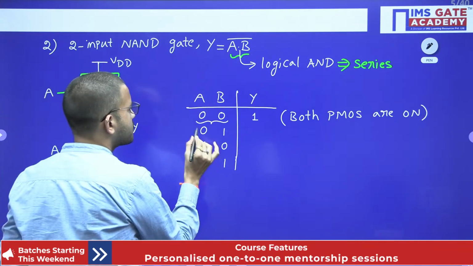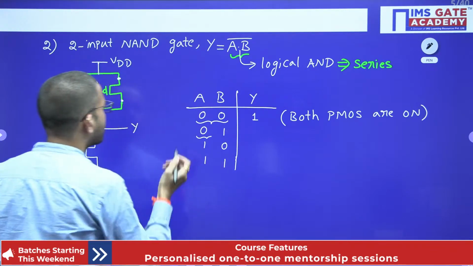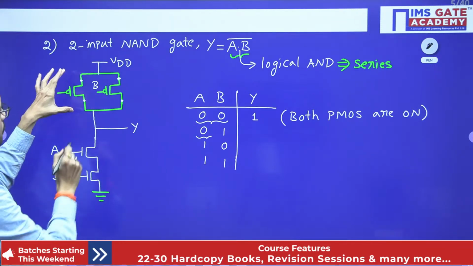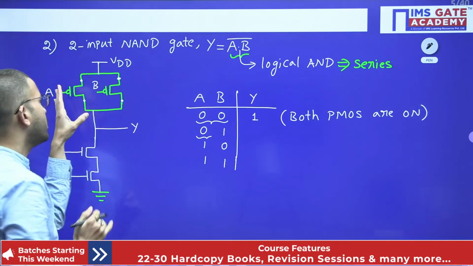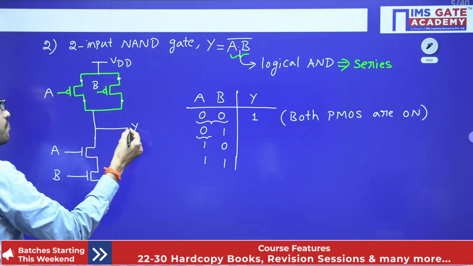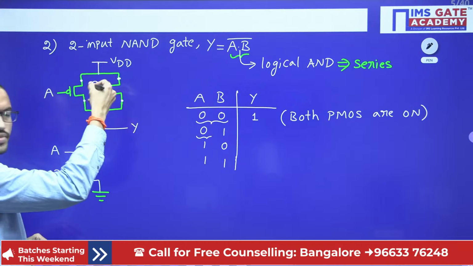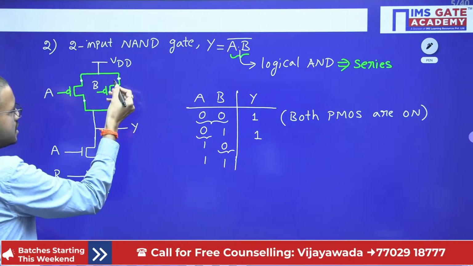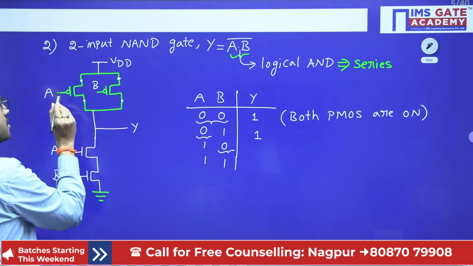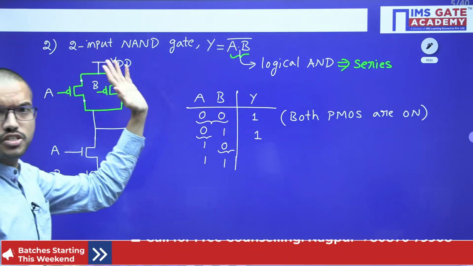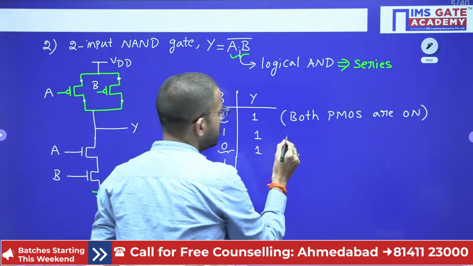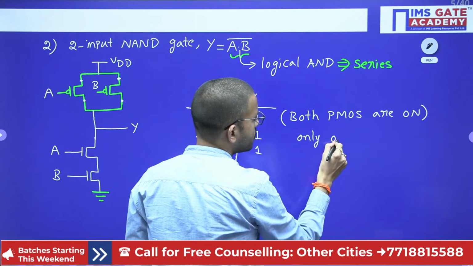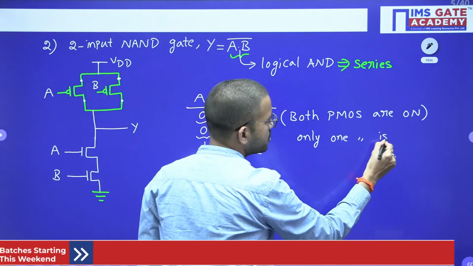So in this case, suppose you consider here A value 0. If A value is 0, that means the left hand side PMOS transistor is on, but the right hand side PMOS transistor is off. Since this transistor is on, anyway output is connected to VDD. And similarly here B is 0. That means in this case this transistor is on, whereas this transistor is off, but still output is connected to VDD. So in these two cases, only one PMOS is on.